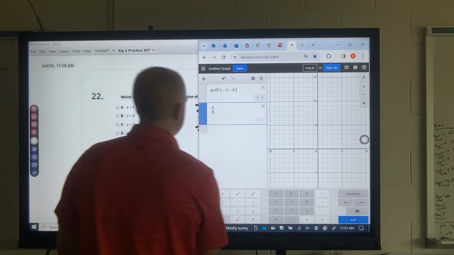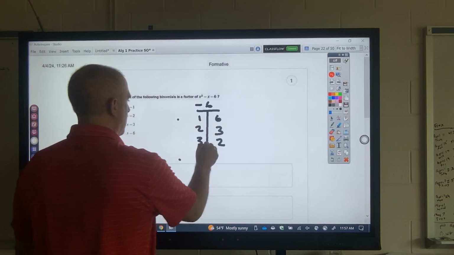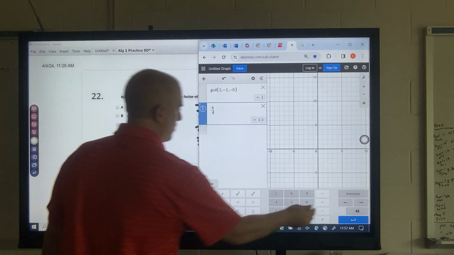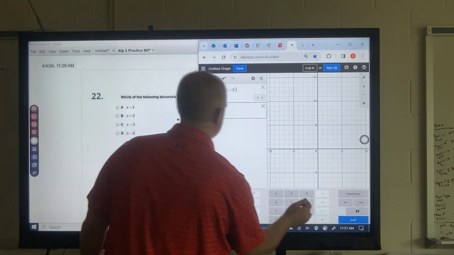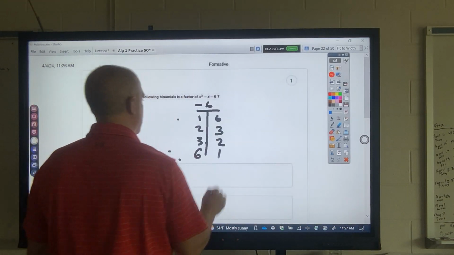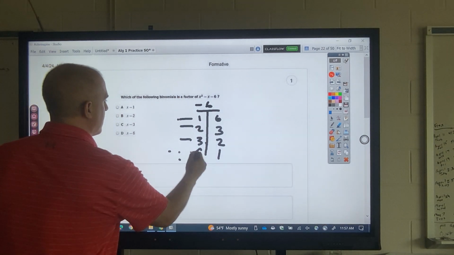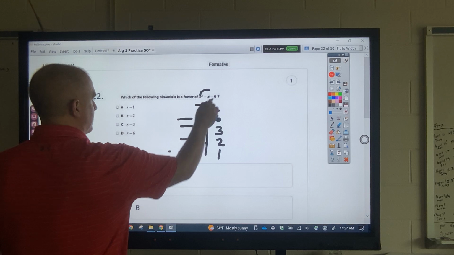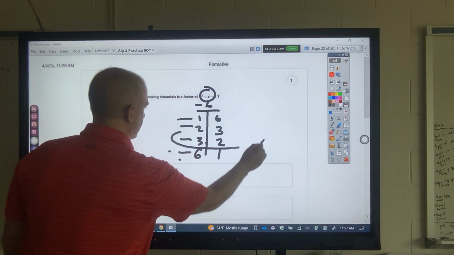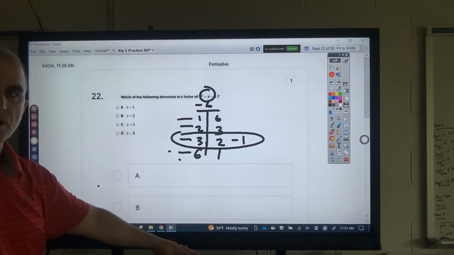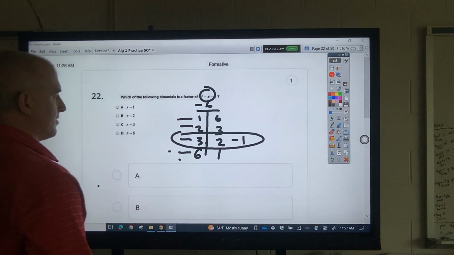6 divided by 3, 3 and 2. Let's check 4, no. 5, no. 6 and 1. Now, if the last number is negative, make all these negative. You're looking for the set that adds up to -1, which is this set right here. You might want to make a longer table for the one-sided ones.